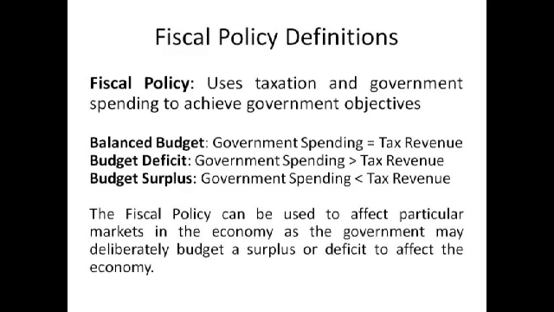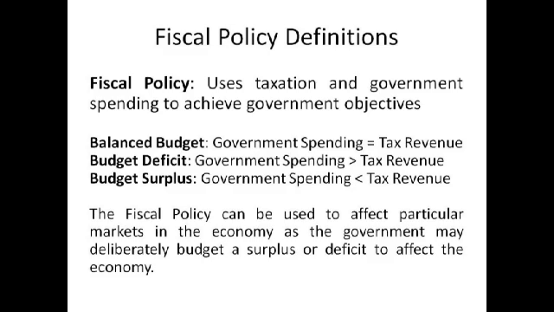The balanced budget, where government spending is equal to tax revenue, budget deficit, where government spending is greater than tax revenue, or a budget surplus, where government spending is less than tax revenue. Government spending is the money that the government spends, how obvious, on all different sectors such as health, education, defence, that sort of thing, whilst tax revenue is all the money that the government gets in from tax, so from all the different types of tax like income tax, VAT, all of them really.